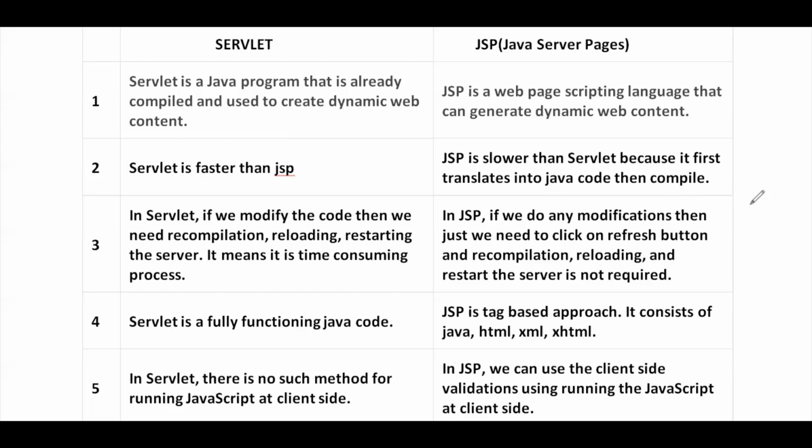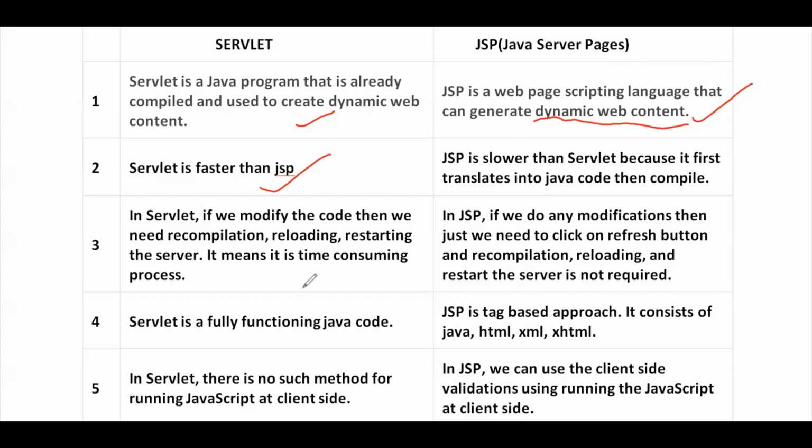Now coming to the first difference, servlet is a Java program that is already compiled and used to create dynamic web content. As I said, what is meant by dynamic web content, which is dynamically created by the server at runtime. JSP is a web page scripting language that can generate dynamic web content. Now JSP is slower compared to the servlet. Servlet is faster than JSP. What is the reason why JSP is slower? JSP is slower because in the life cycle of JSP, first the JSP file is converted into a servlet.